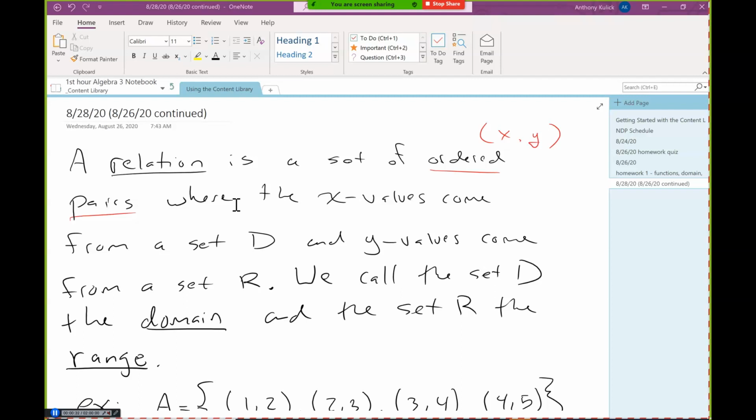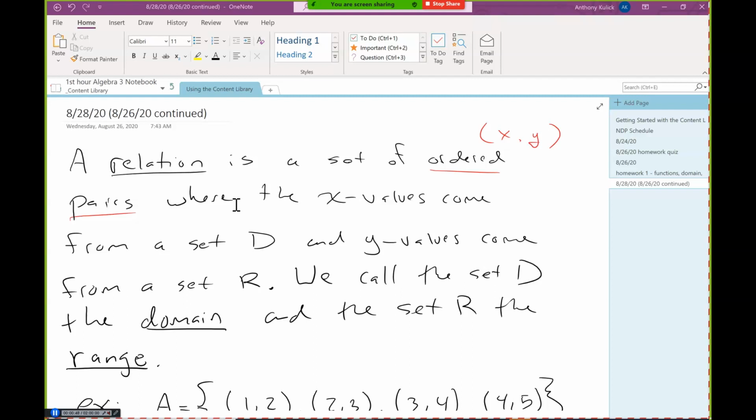So if you're using your own notebook, you may want to go back and just add on to the things that we did last time rather than having to recopy things, since we still had to go back and talk about domains and ranges, right? That's what we'd left off doing.